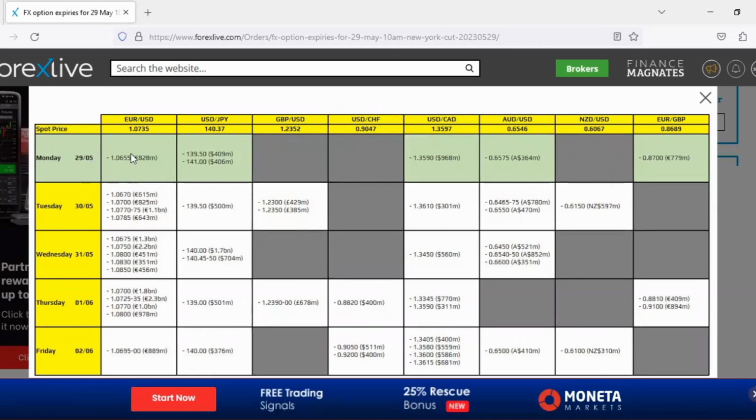On EUR/USD, this was the current price before it was printed: 1.0655. We have 828 million euro being printed. This is the order on Monday that people are looking at. Now we have USD/JPY, we don't have anything on GU, and we have USD/CAD, AUD, NZD, and EUR/GBP.